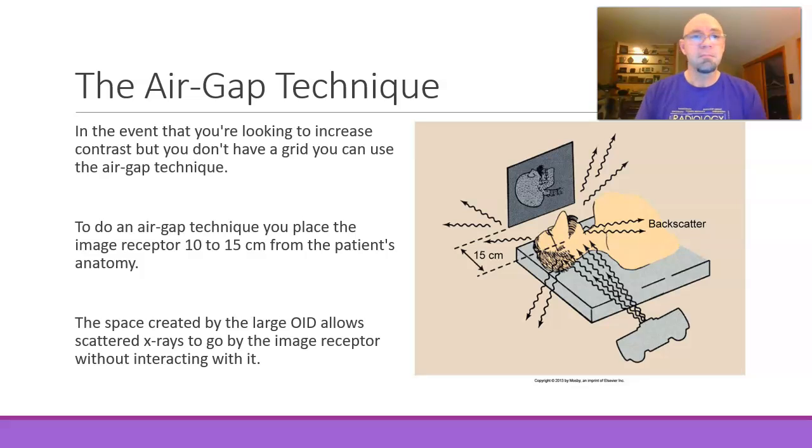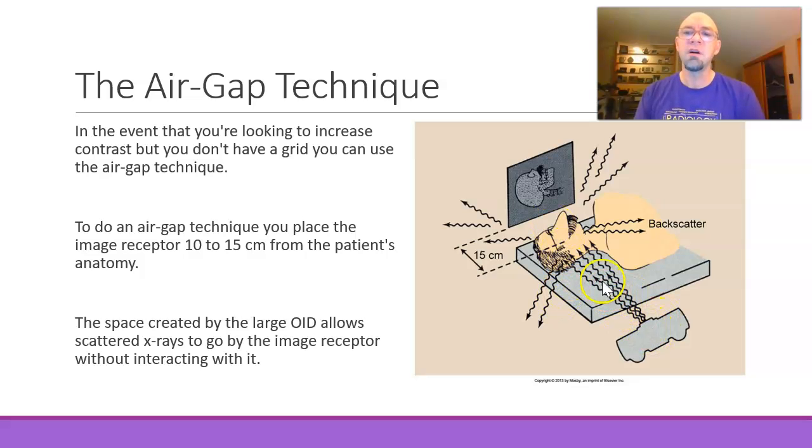So that's enough about technique. Increase your technique. Now, air gap technique. Let's talk about what an air gap technique is. An air gap technique is a way of omitting scattered X-rays by having the image receptor so far away from the patient that the scattered X-ray isn't able to touch the image plate because it's so far away.